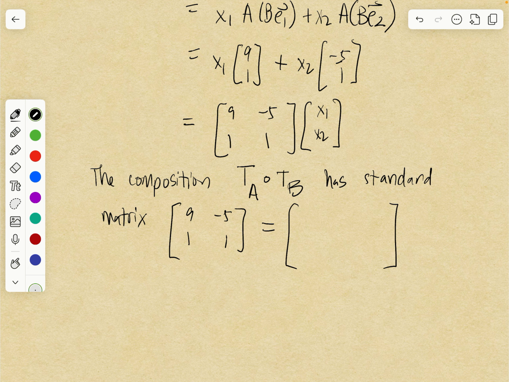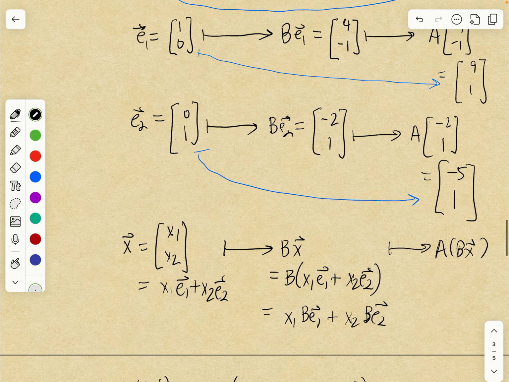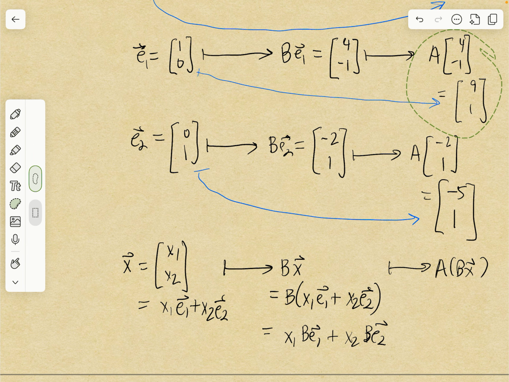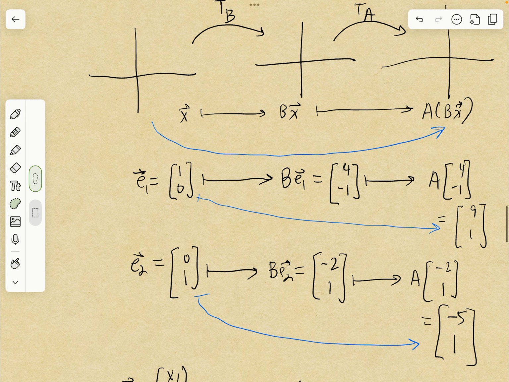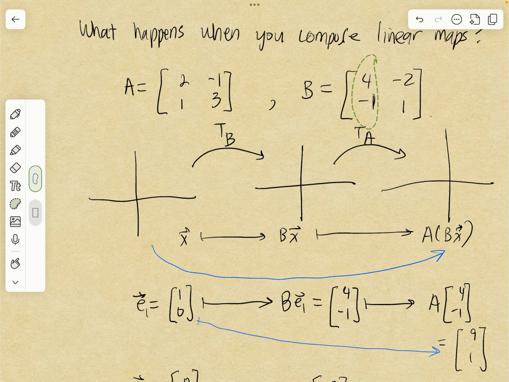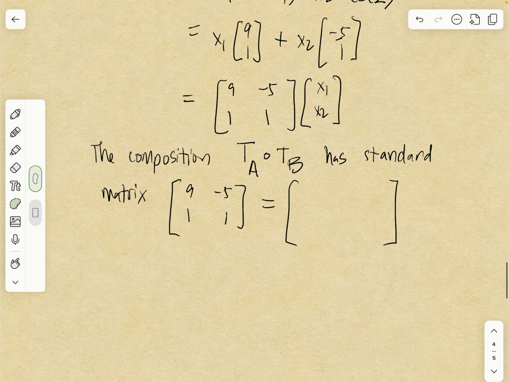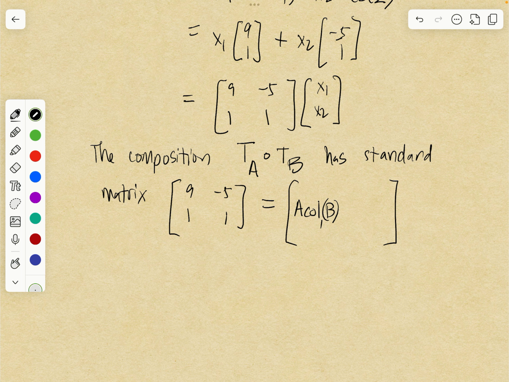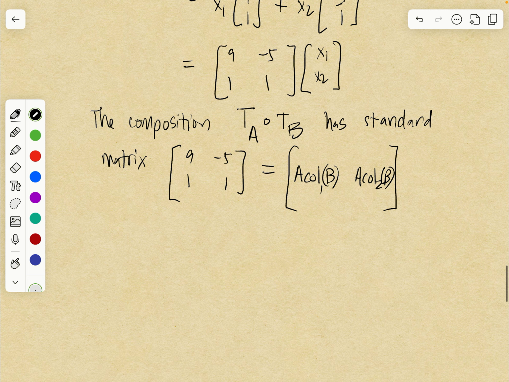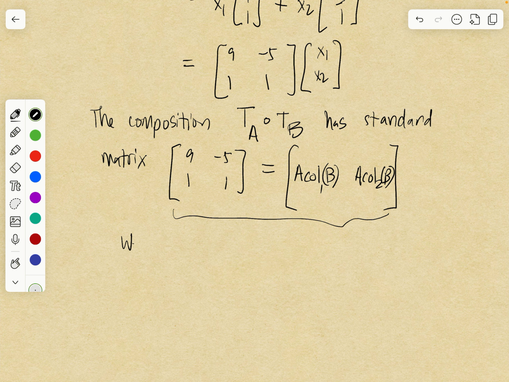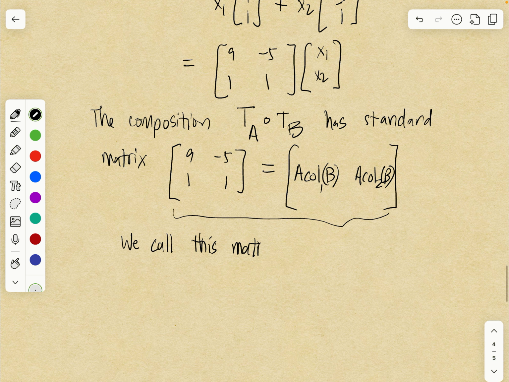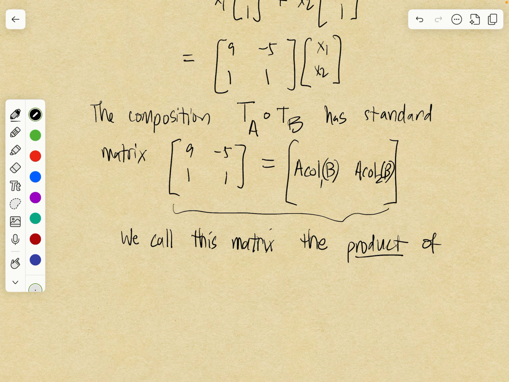And where did the (9, 1) come from? We got the (9, 1) from A times (4, -1), and we did that because we did A times the first column of B. So let's write that down. This first column is A times column 1 of B. And the second column is A times column 2 of B. Now this matrix is what we call the product of A and B. And naturally we write this as AB.